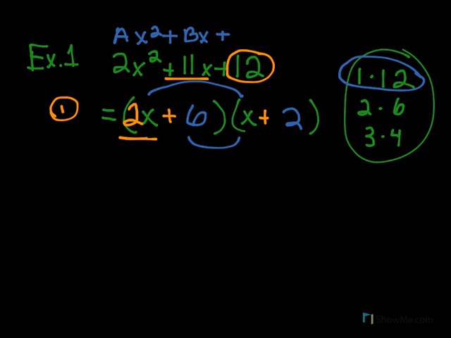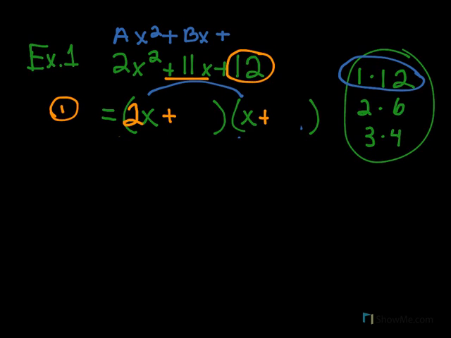6 times x is just 6x. Okay, and then we have 2x times 2, which is 4x. So 6x plus 4x, that equals 10x. That does not equal 11x. So then this is not the right answer either. Because remember, what we want is 11x, because that's the middle term that I underline in orange. So that's what we want. So it's not 6 and it's not 2.